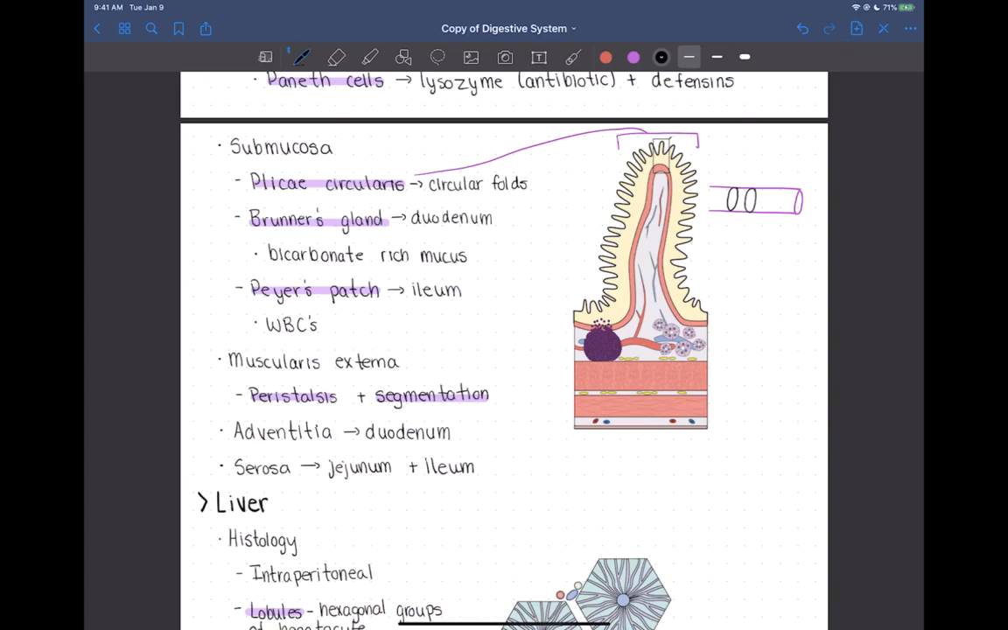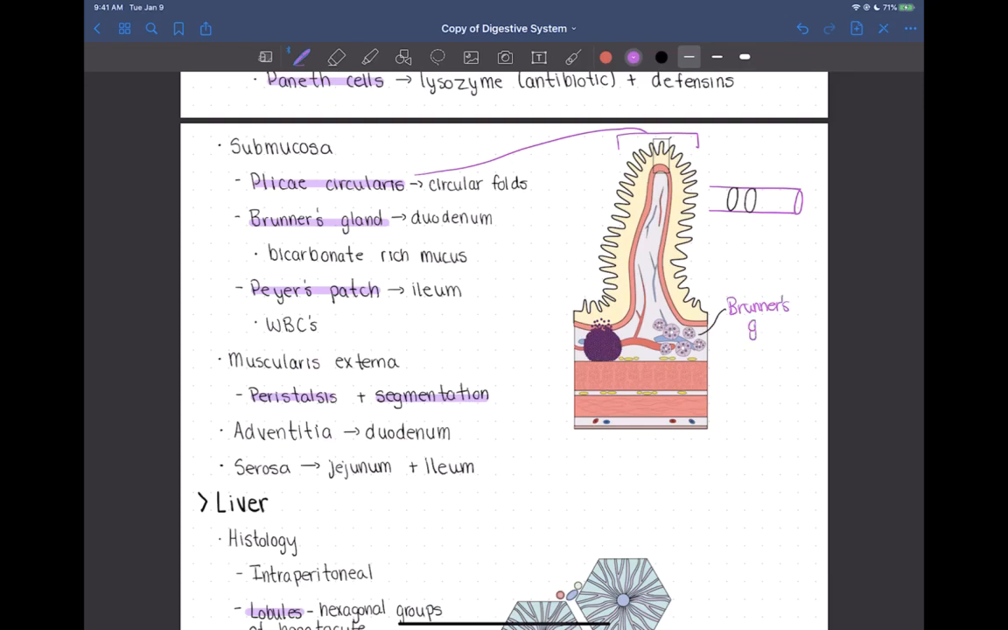Okay, so the plicae circulares, that also will increase surface area even further. And then in the small intestine, we have two important structures. So one, the first one, all right, here, these are going to be Brunner's glands. And so you find them in the duodenum. Okay, so these are Brunner's glands.